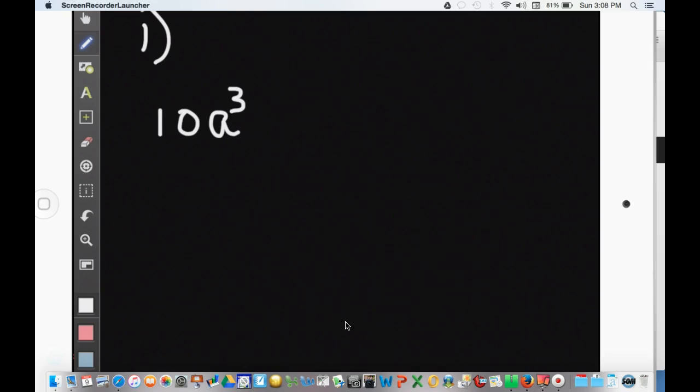10a cubed b minus 15a squared b squared. What I'd like you to do is just turn off this video, try to factor this in your notebook, and then turn it on and we'll go through it together.